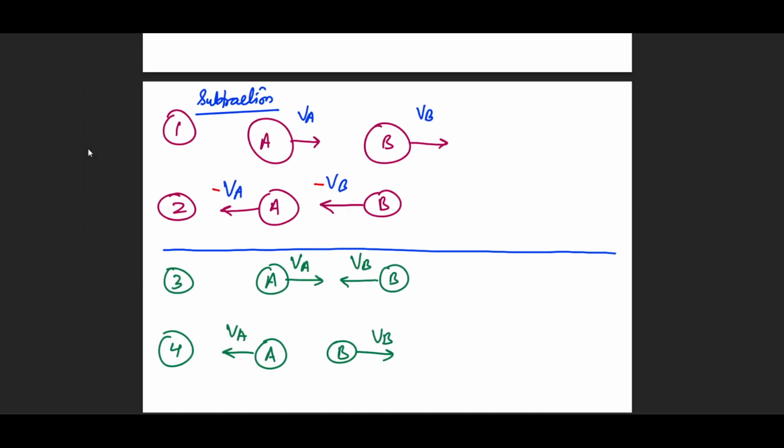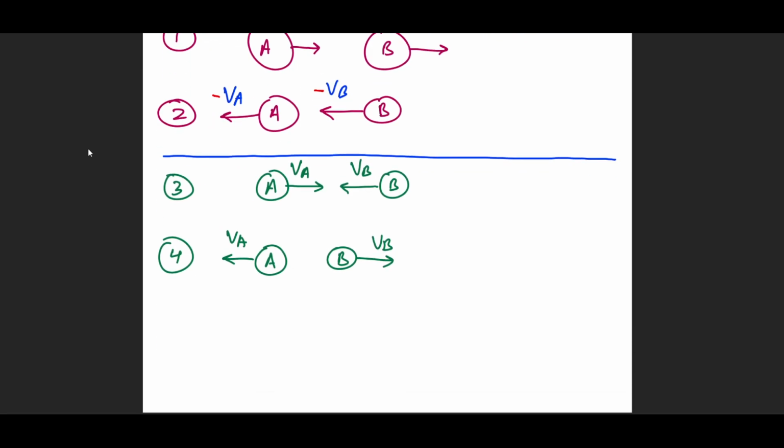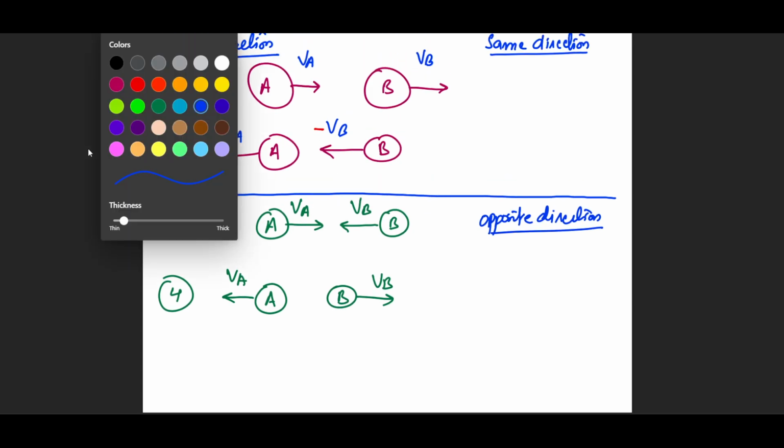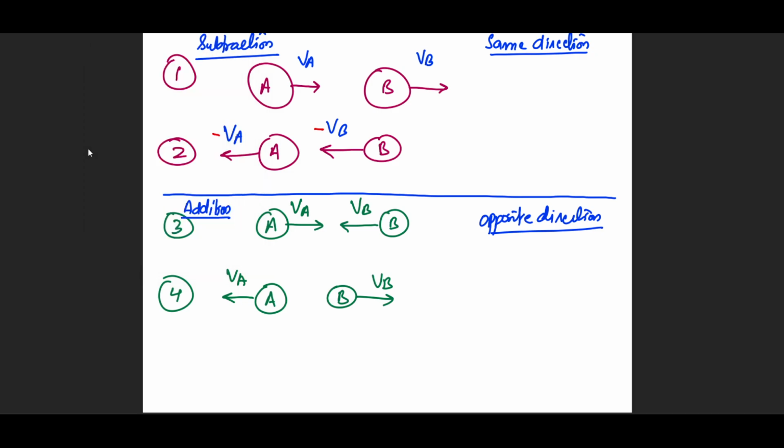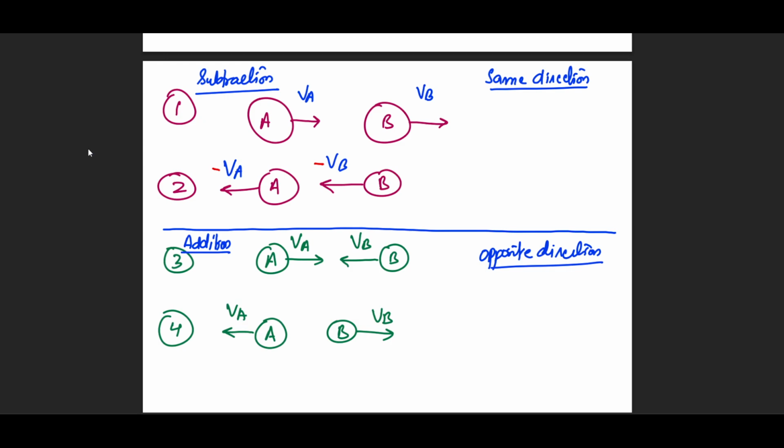Simply put, subtraction will occur if the objects are moving in the same direction. If the objects are moving in opposite directions, meaning one is left and one is right, as explained in this case, you will simply add the velocities. Velocities will be added irrespective of which is left and which is right. We will not involve the sign. I repeat, we will not involve the sign in the calculation. We will only use the sign to visualize the direction.